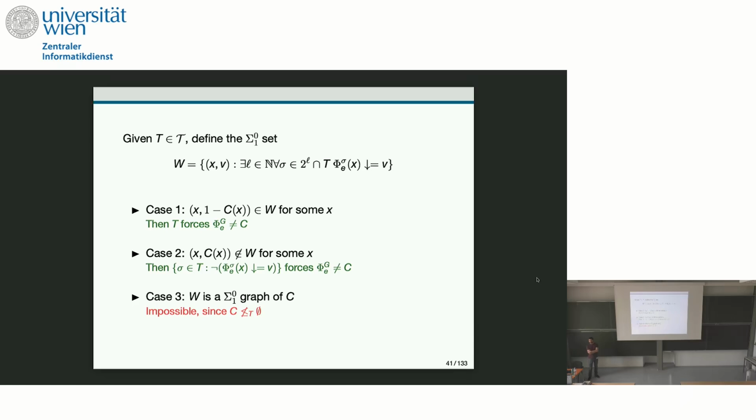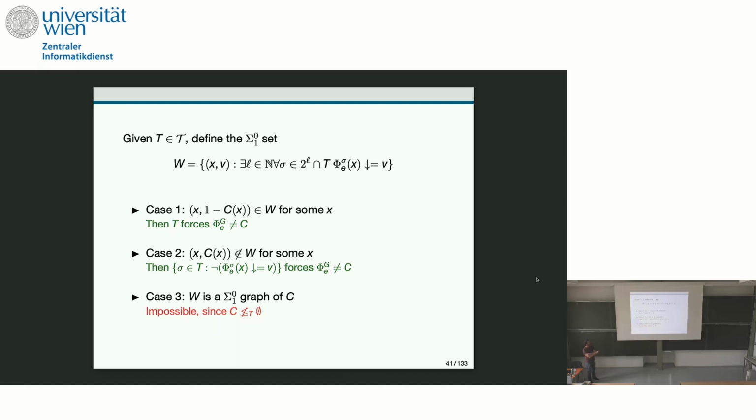First, you see that it has a similar structure. Given a condition, which is an infinite computable binary tree, define a Σ⁰₁ set, but this set is defined a bit differently. It's a set of pairs (x, v) such that there exists a level in the tree so that for every node at this level in the tree, you halt on input x and output v. Because this is a bounded quantification, this is still a Σ⁰₁ set, so a CE set. And we still have three cases. In the first case, again, you will be able to halt and to force to halt on the wrong value.